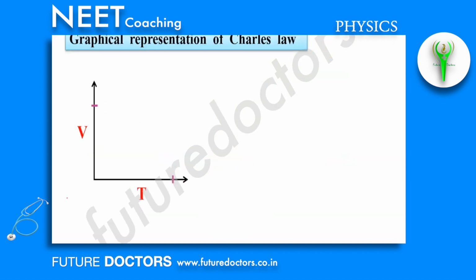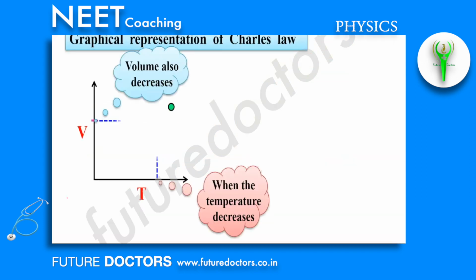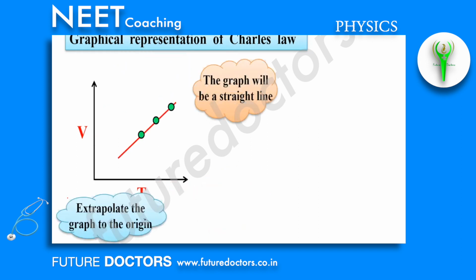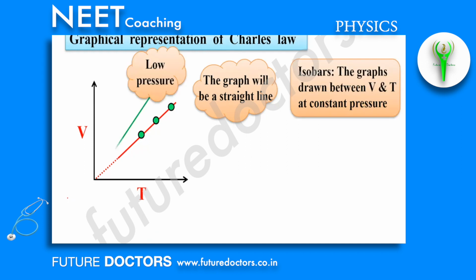This is the graphical representation of Charles' law. Volume decreases when temperature decreases. The graph should be a straight line, but in degrees it is not a straight line, so they extrapolate to origin. The isobar is the graph drawn between volume and temperature at constant pressure.